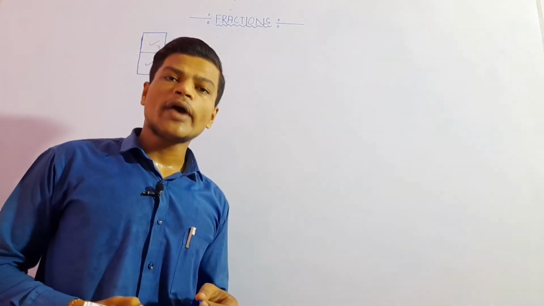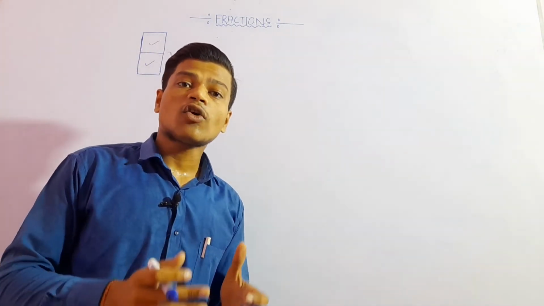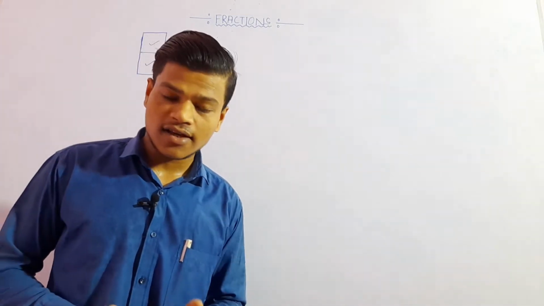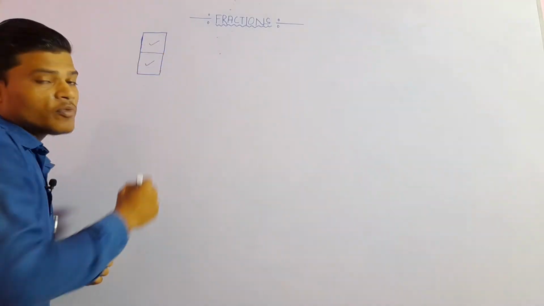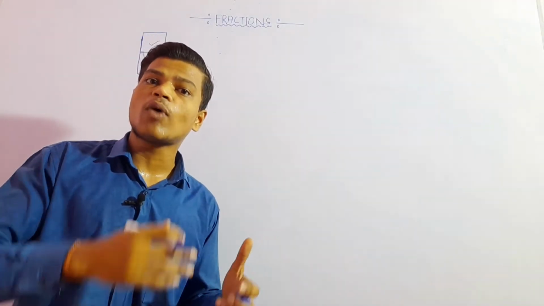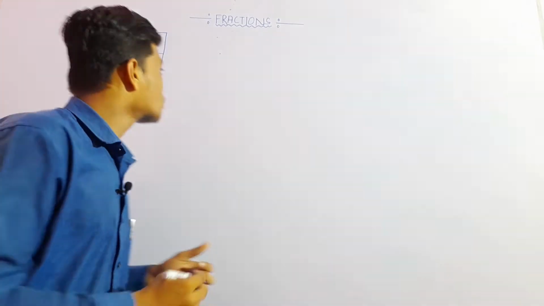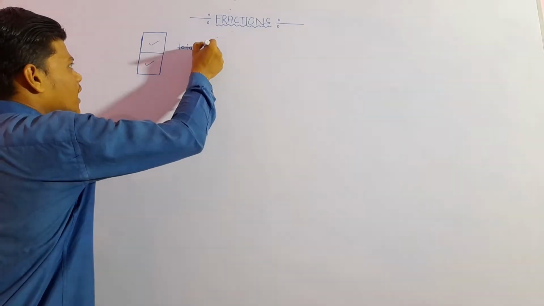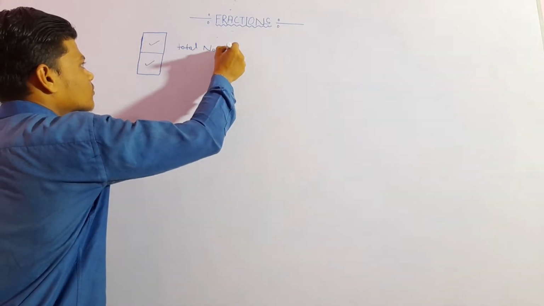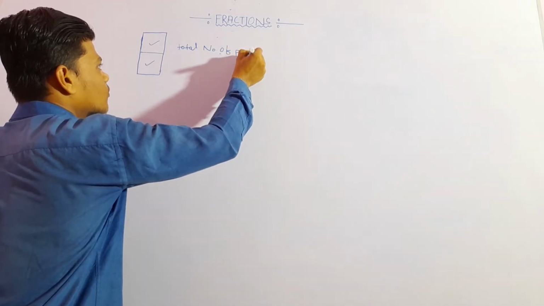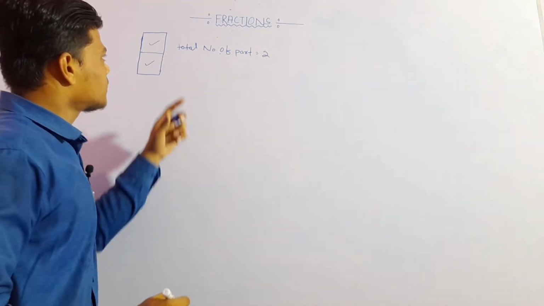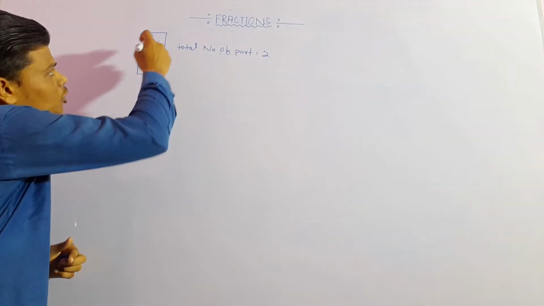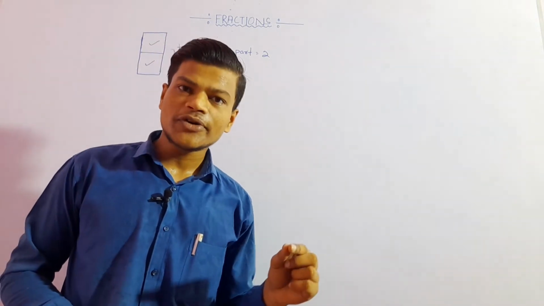Well, there is a way to express the part of a whole thing or the part of an entire thing. That way is known as fractions. Here you have divided the chocolate into two equal parts, so the total number of parts is 2, and you have given one part to each of your friends.